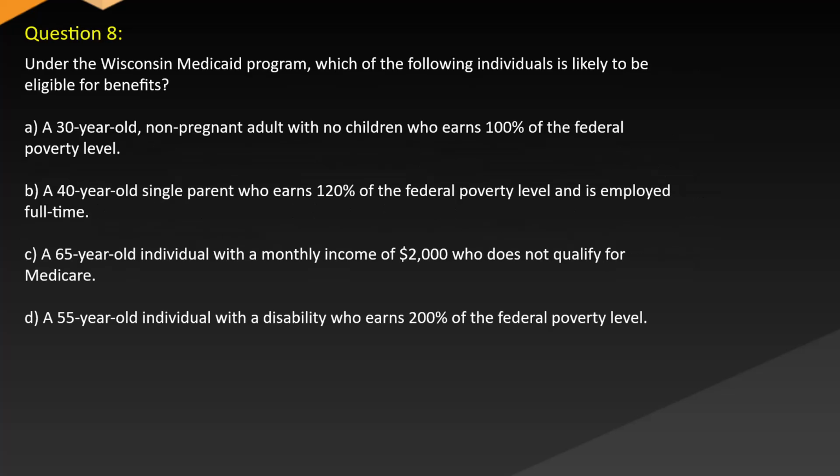Question 8. Under the Wisconsin Medicaid program, which of the following individuals is likely to be eligible for benefits? A. A 30-year-old non-pregnant adult with no children who earns 100% of the federal poverty level. B. A 40-year-old single parent who earns 120% of the federal poverty level and is employed full-time. C. A 65-year-old individual with a monthly income of $2,000 who does not qualify for Medicare. D. A 55-year-old individual with a disability who earns 200% of the federal poverty level.